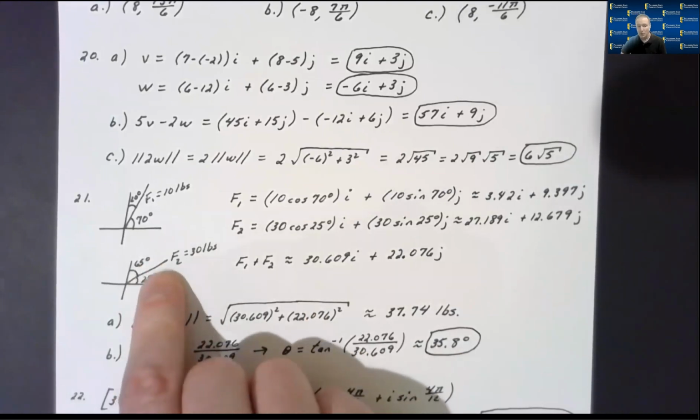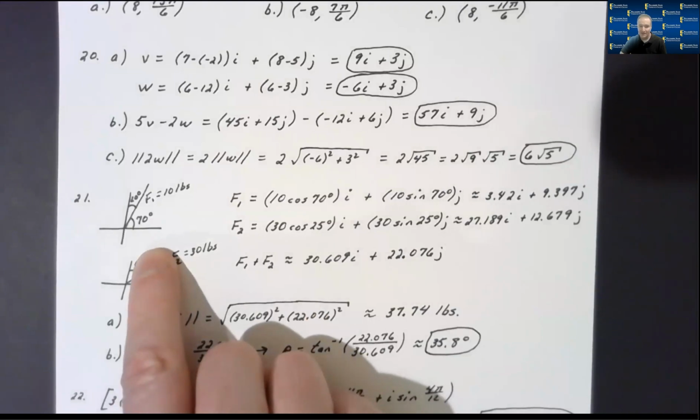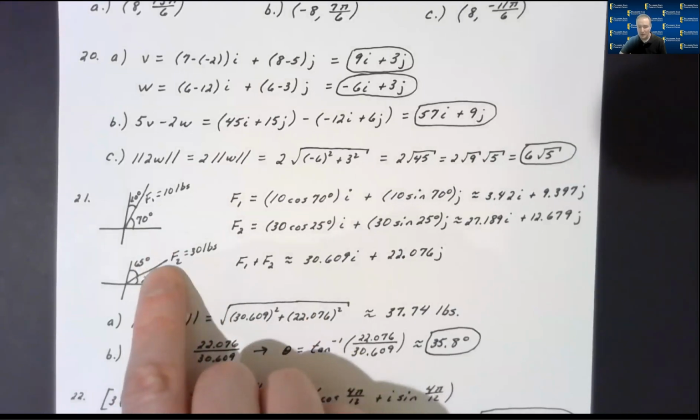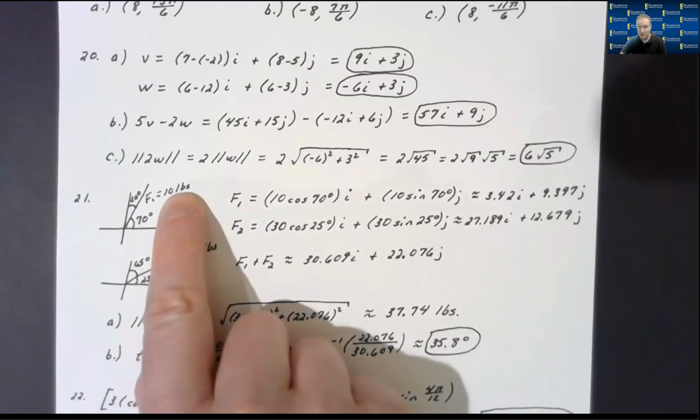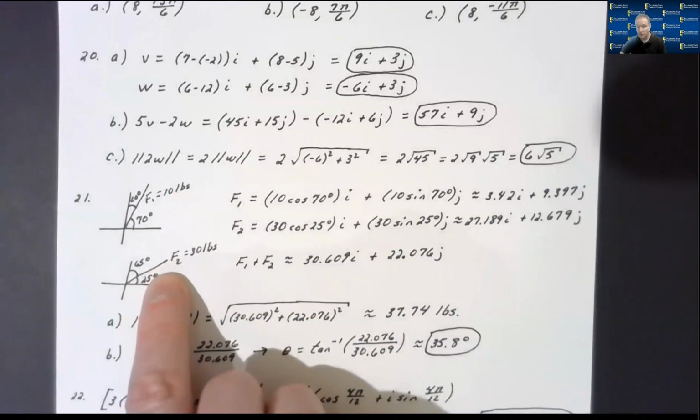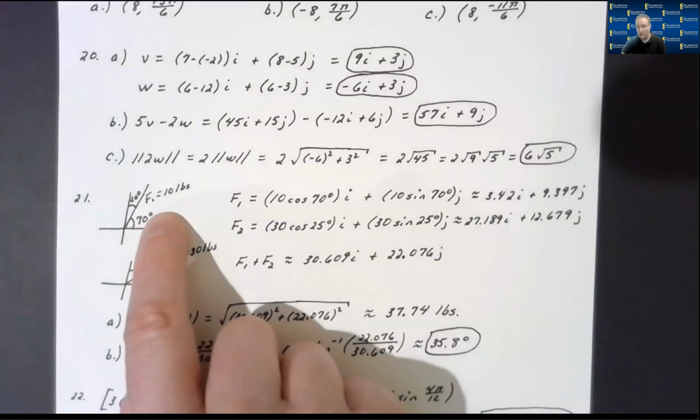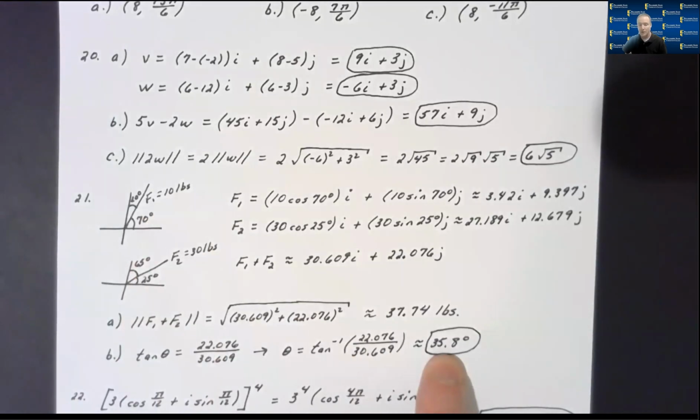This angle was at 25, the other angle was at 70, but the force at 25 degrees was 3 times the magnitude of the force at 70 degrees. So you knew that it was going to be much closer to 25 than to 70, and it is. The overall direction is 35.8 degrees from the initial x-axis.